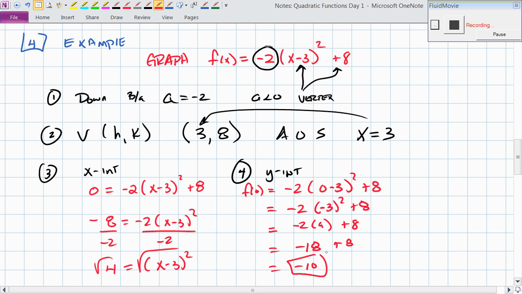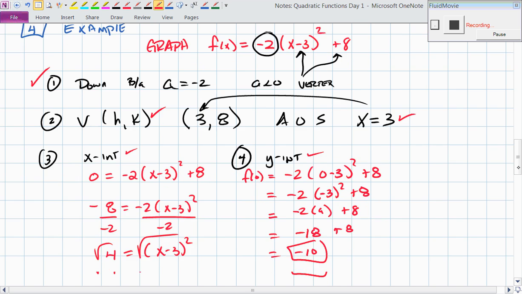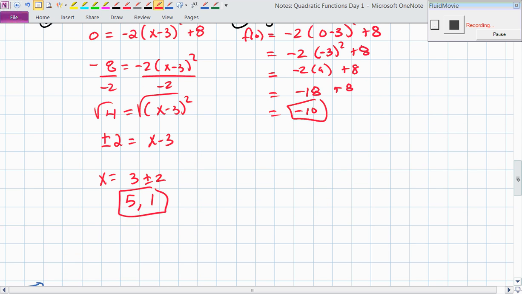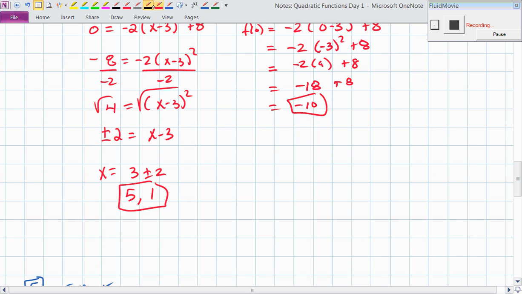Great. So far I know the parabola opens down because a is negative. I know where the vertex is. I know where the axis of symmetry is. I know where the x-intercepts are. And I even know where the y-intercept is. All I got to do now is graph this function. I'll graph this parabola. So here we go. I'm going to do my very best to graph this for you.